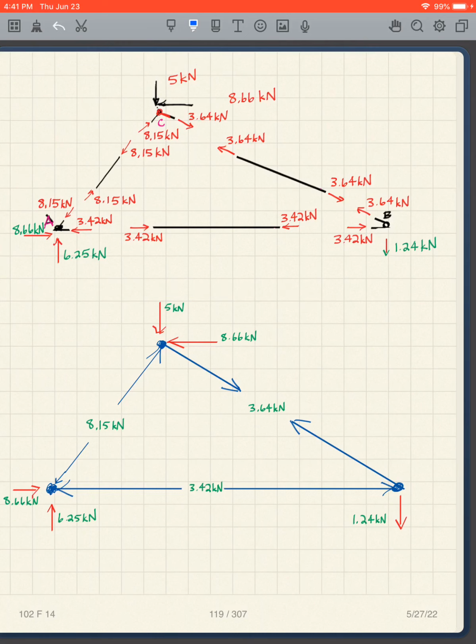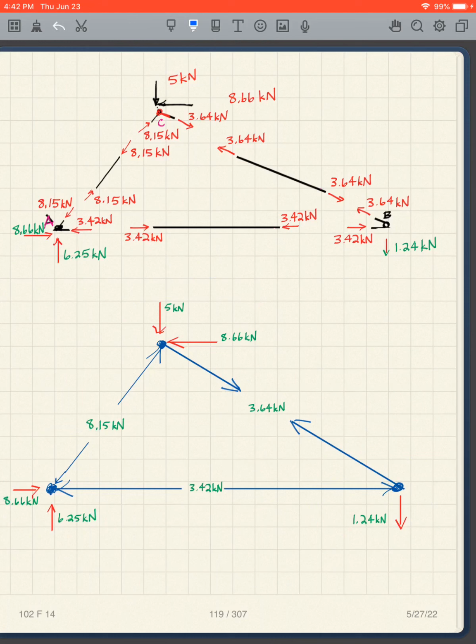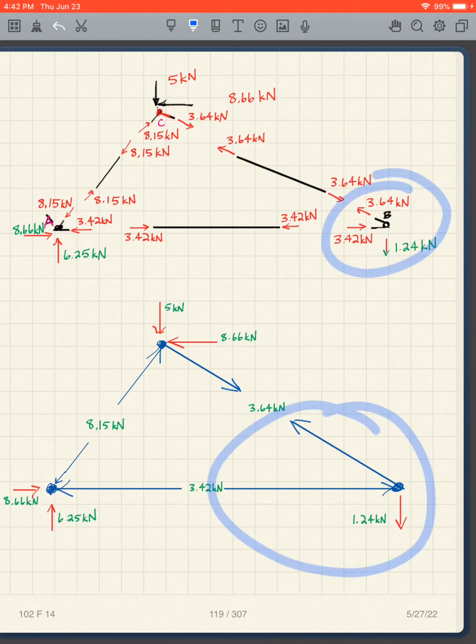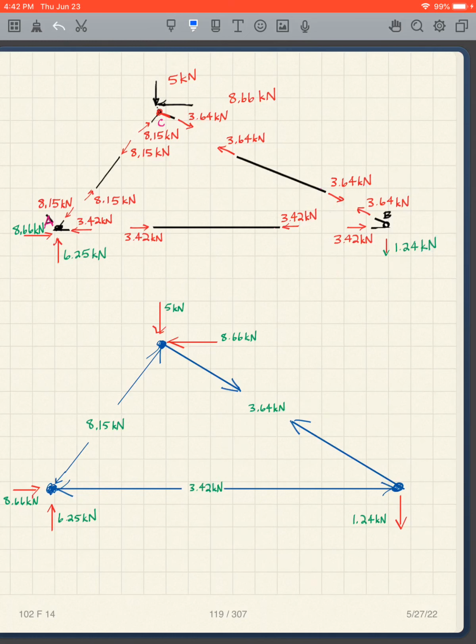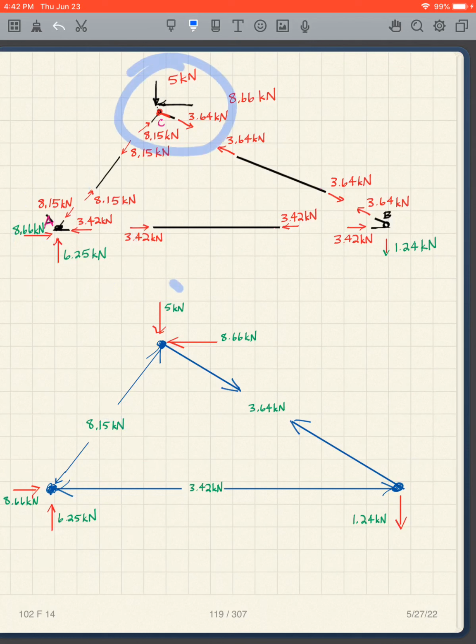And then what do I do? I do the shortcut here. So how do I do the shortcut method? Basically, this is this. And then this is this. And this is this. So we get the whole diagram here.